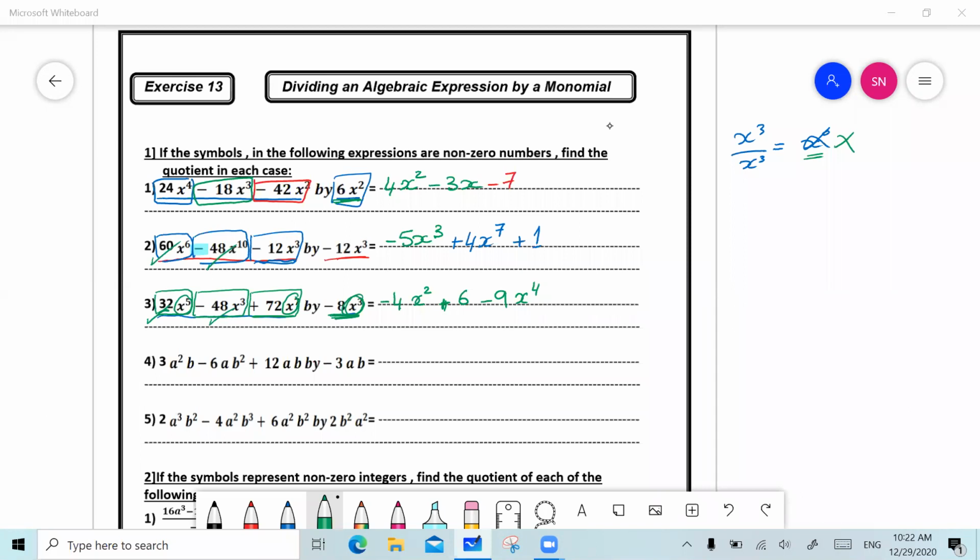Okay, let's go now for question number 4. I'm going to give you 2 minutes to solve it by yourself on an external paper beside you and compare your answers with the one I'm going to write. Give yourself 2 minutes to solve question number 4.